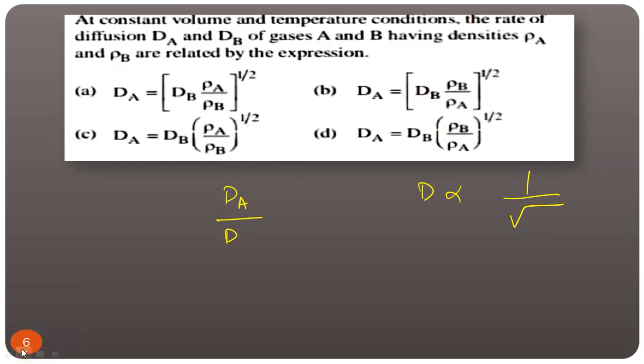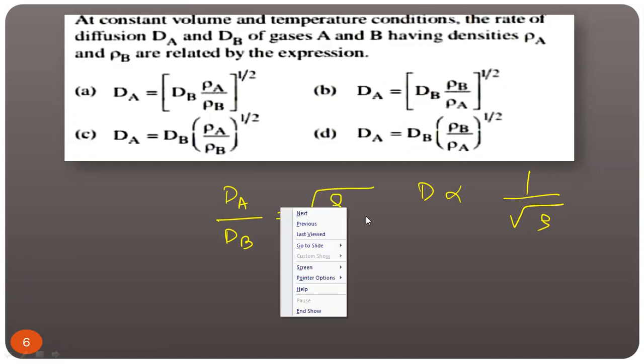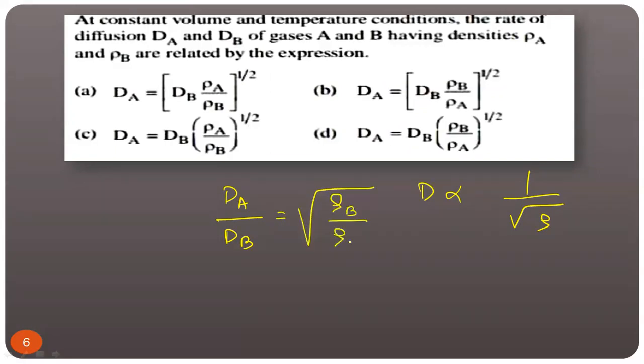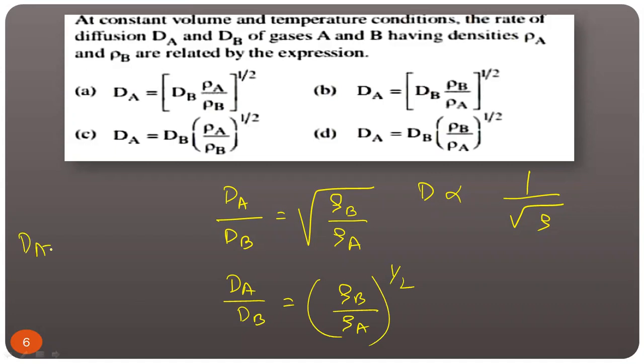This is very simple. You can write rho. So dA upon dB is equal to what? Mu B upon mu A. So dA upon dB is equal to mu B upon mu A to the power 1 by 2. So dA is equal to dB into mu B upon mu A to the power 1 by 2.